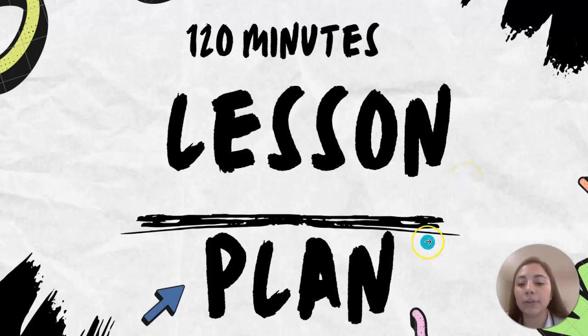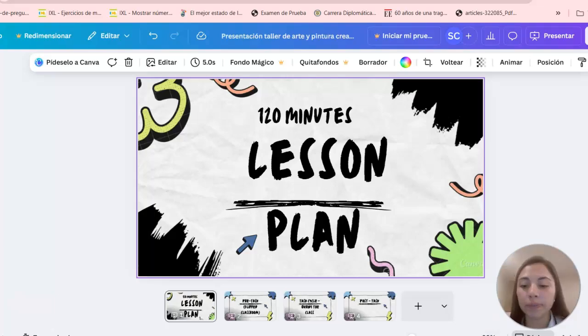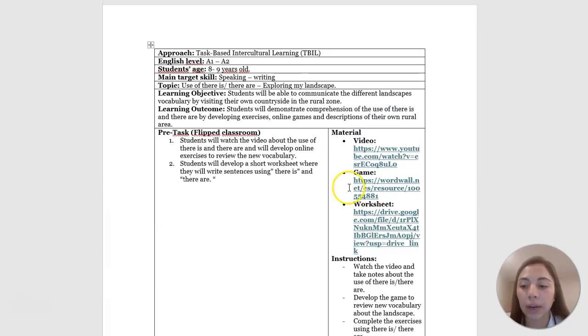So let's start. First, we are going to see the objectives and the approach that is going to be used in this lesson plan. Approach: task-based intercultural learning, English level A1, students aged 8 to 9 years old. Main target skill: speaking and writing. Topic: use of there is and there are. And it is also involved with the topic exploring my landscape.